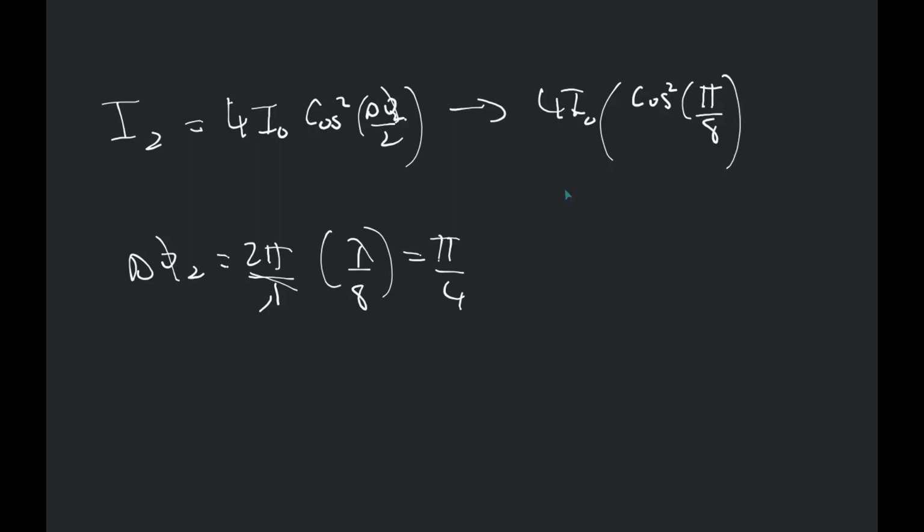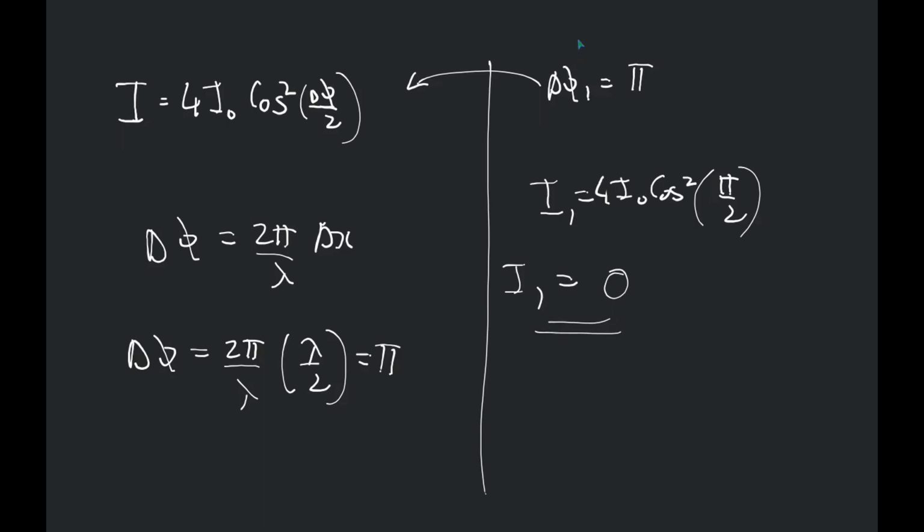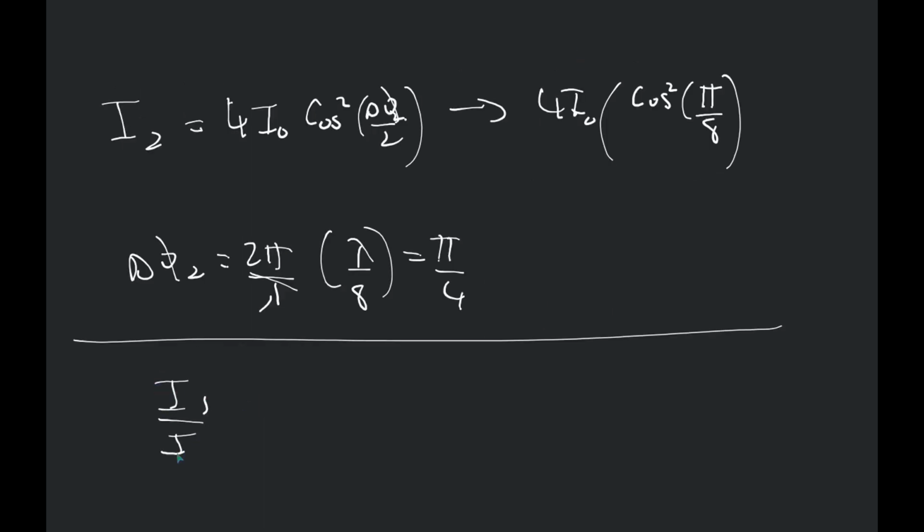But now see, we cannot calculate cos pi by 8 over here. But look at the options. The intensity option A is 0 over here, and I already got I1 as 0. That means that's my answer, right? Because I1 by I2 is 0. Yeah, that is the answer. I hope the logic is clear.